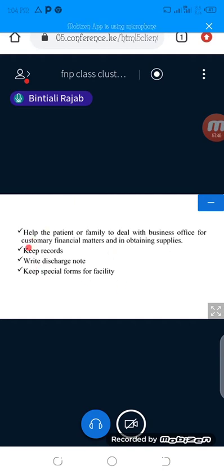Keep records. There's a certain book that you're supposed to write. This patient was admitted on this day, you are discharging on this date, and the state of the patient during discharge. Write a discharge note, and special forms for the facility.